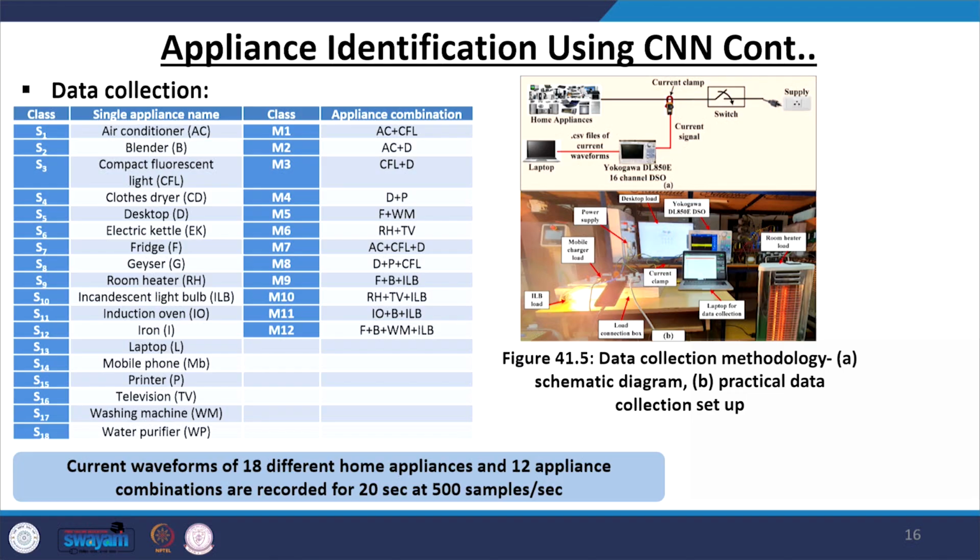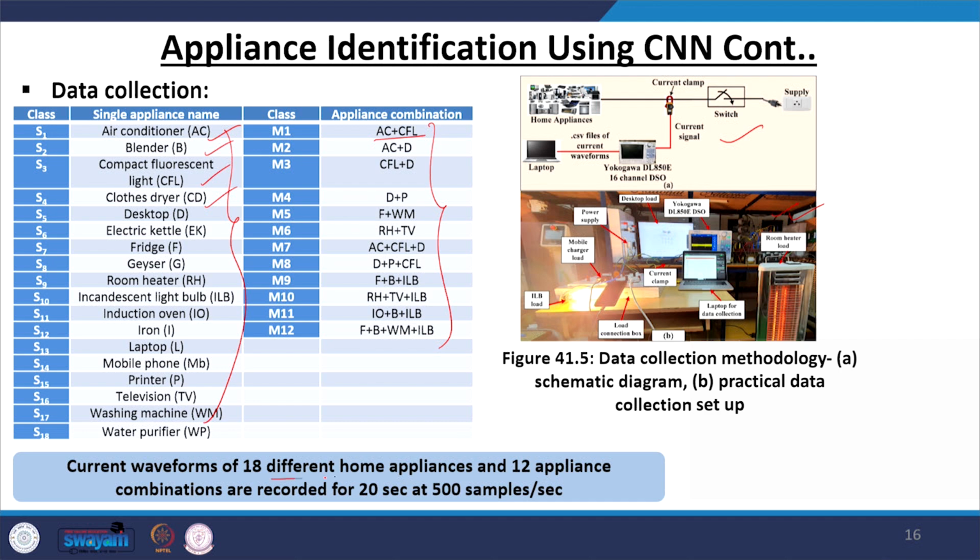So, this is the data collection setup. You can see that current data is collected with the help of this architecture. This is the overall lab setup. In total, 18 different single appliances are considered for current data, that is air conditioner, blender, CFL, CD and so on. And combinations of them are also considered, because it is very common that in your home multiple appliances are turned on together. So, you have to identify which appliances are on.